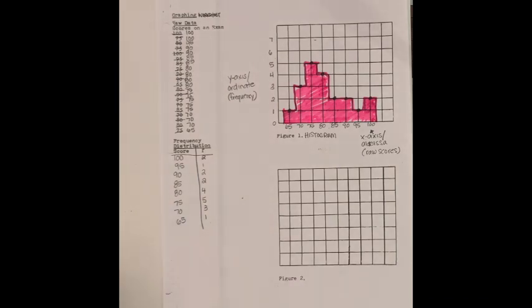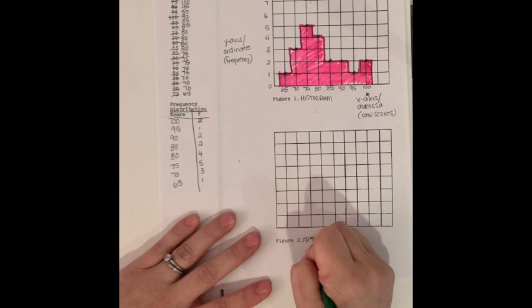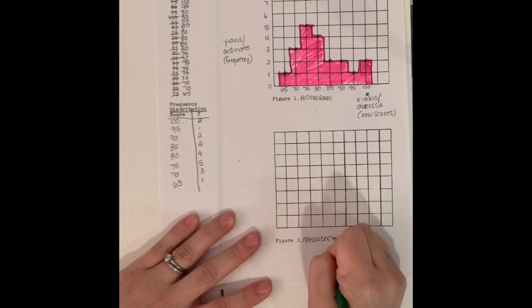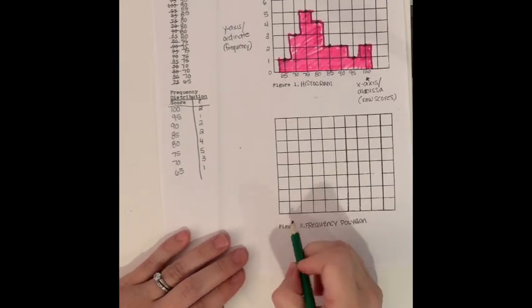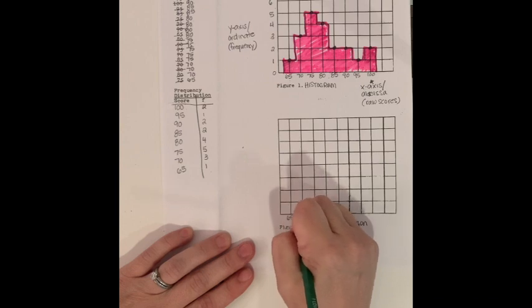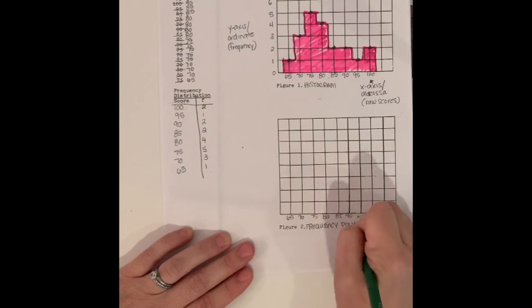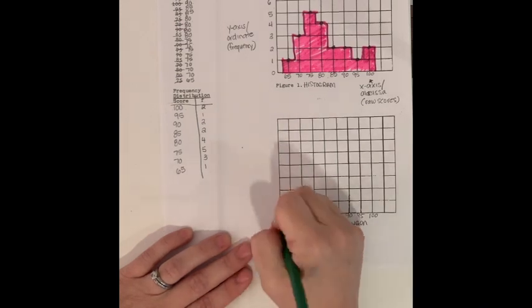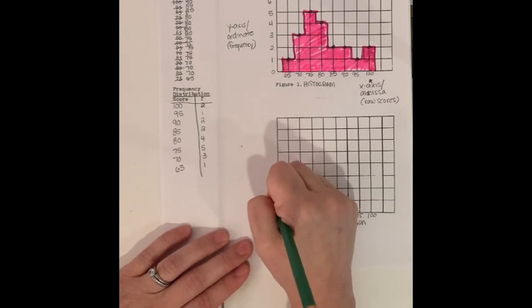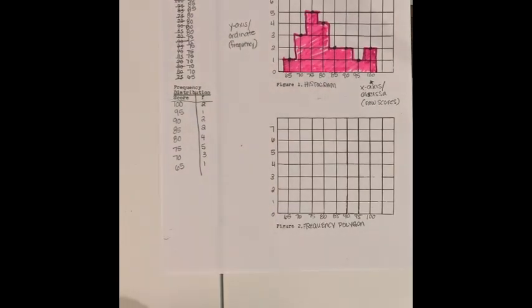Okay, and so the next figure that we're gonna make is a frequency polygon. And so down here, I'm gonna write the word frequency polygon so I remember what I made. And then on the abscissa, I'm going to put all possible scores, which again was 65, 70, 75, 80, 85, 90, and 95, and then 100. So I'm setting it up the exact same way I set up my histogram. I'm going to put 0 at the base of my ordinate.